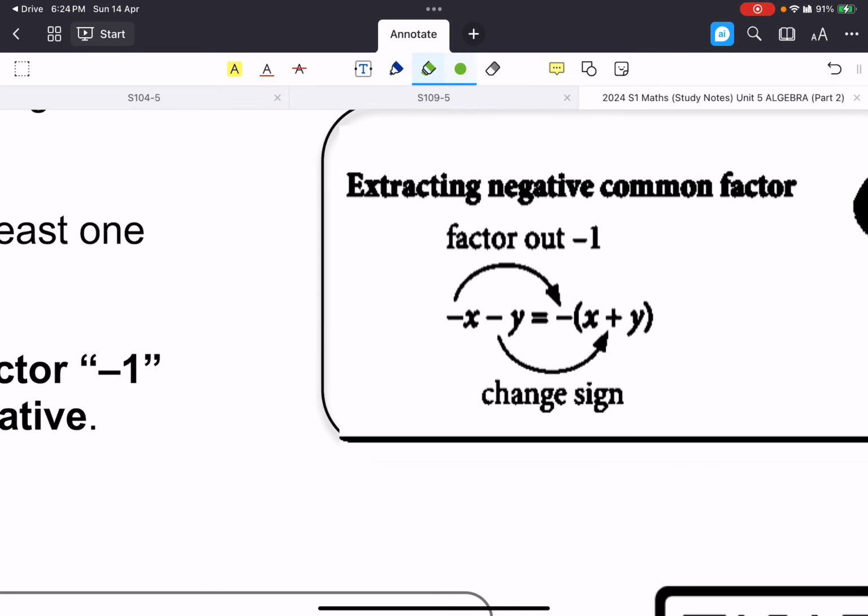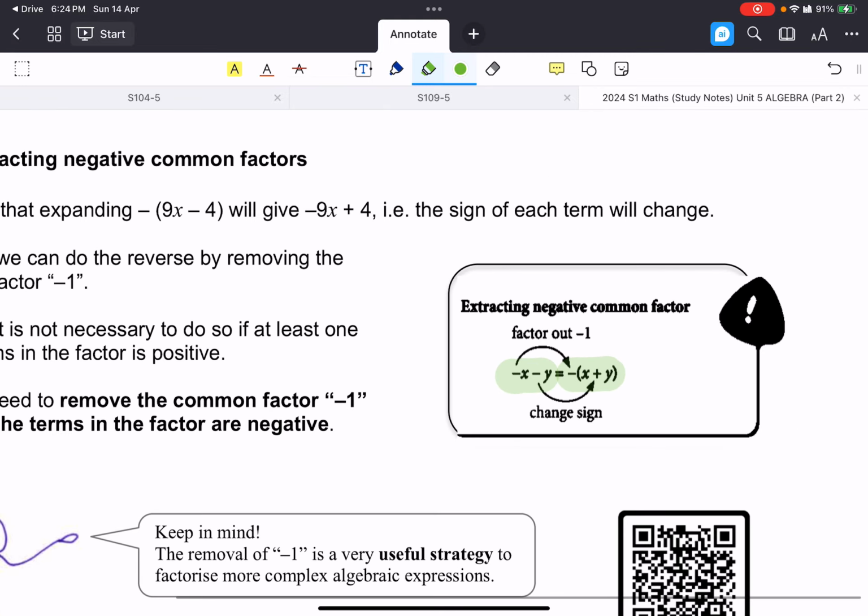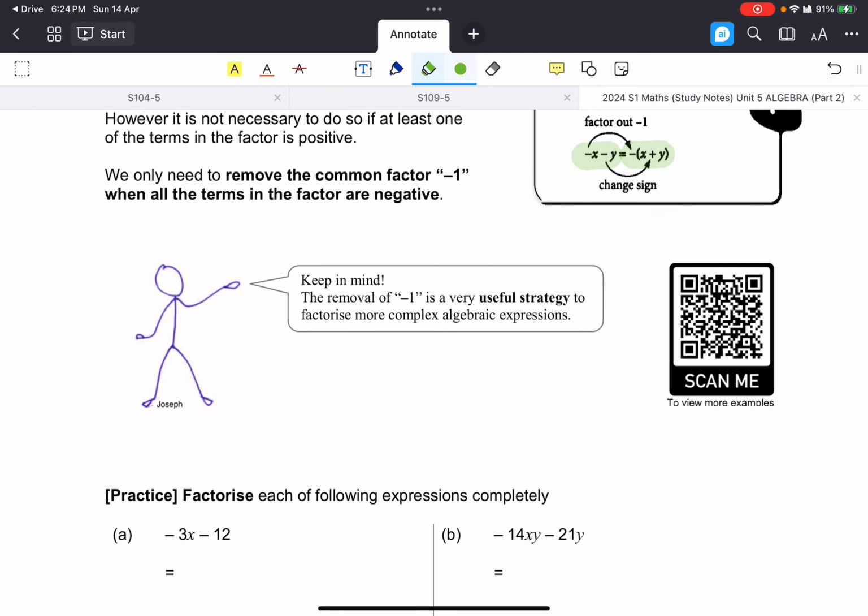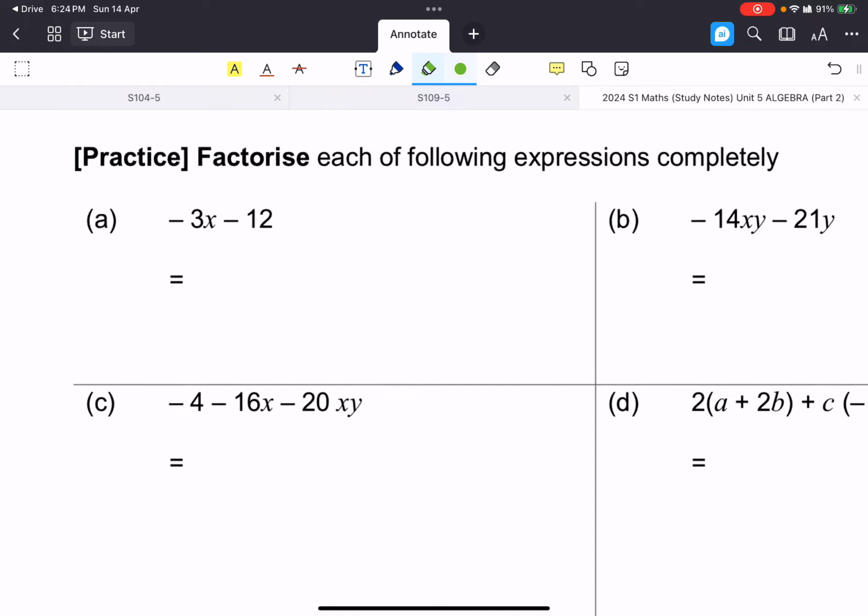So where we have a situation where we have negative x and minus y or negative y, we can extract out negative 1, and that will result in this scenario. Okay, so this is the idea behind it, that we can always extract out negative 1 if we would like the sign to be reversed, right? Which is very, very useful. So let's take a look at these examples.